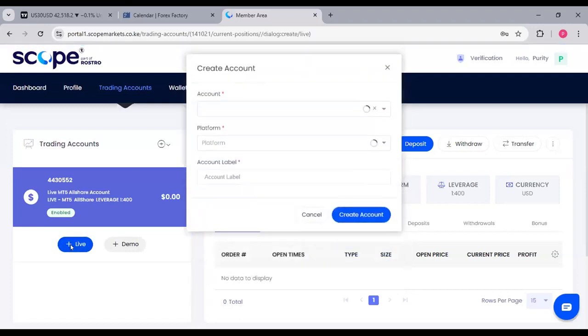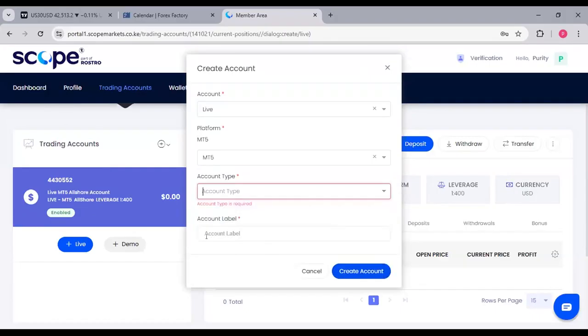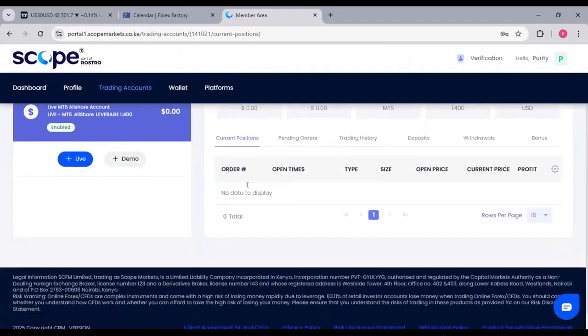If it is a live account again, you will click here. This is now after you've logged into your dashboard, which looks like this. You will come and fill in all the details right there. Choose the account type again. And once you've chosen that, you fill in the account label and then click create account. As for me, this one for mine is for shares, so I do not need another account.